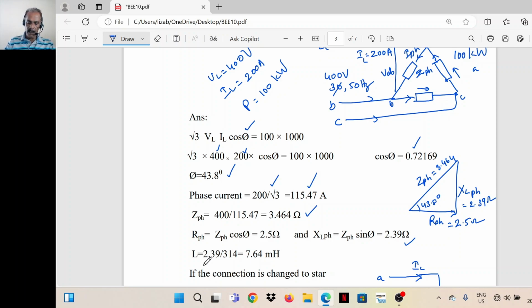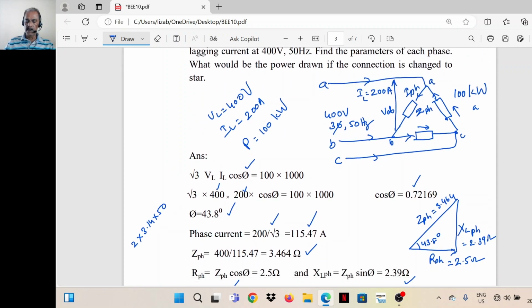So L we can find out from this. XL value is 2.39 ohm. So L is equal to XL divided by 2 pi f. 2 pi f is 2 into 3.14 into 50, that is 314. So XL divided by 2 pi f will give you 7.64 millihenry. So these are the values of the parameters. That is, in each branch, the impedance has a resistance part 2.5 and a reactance value 2.39.